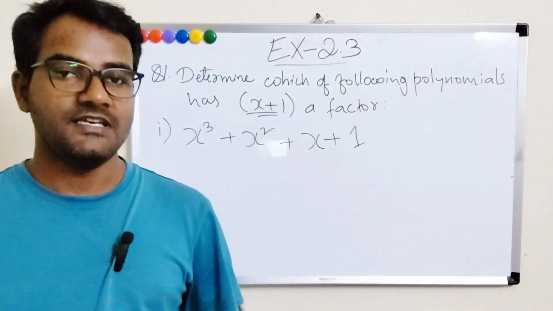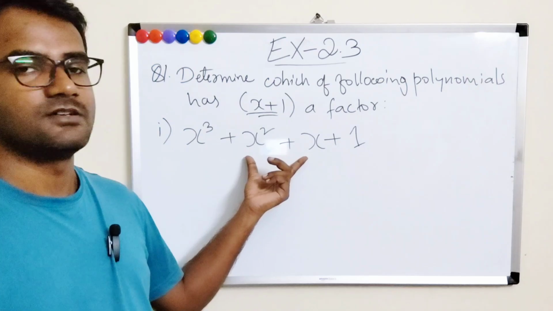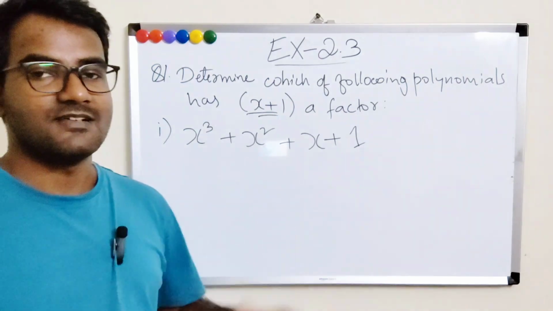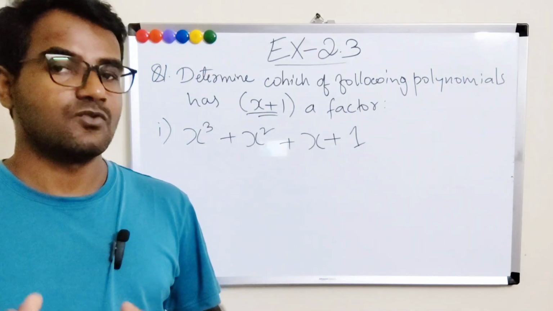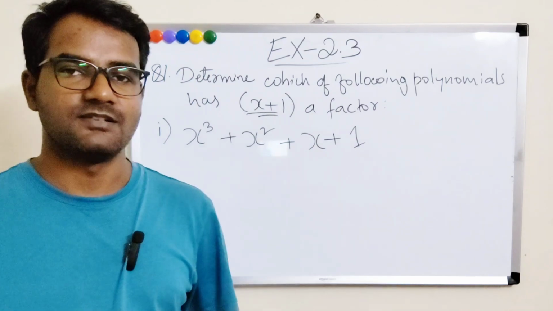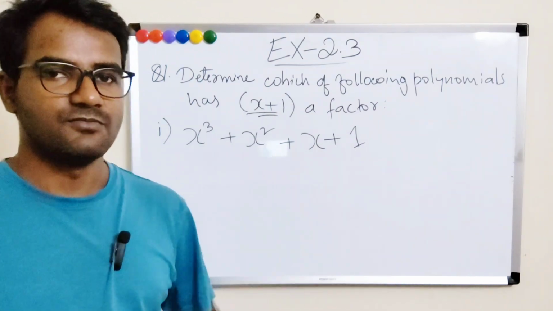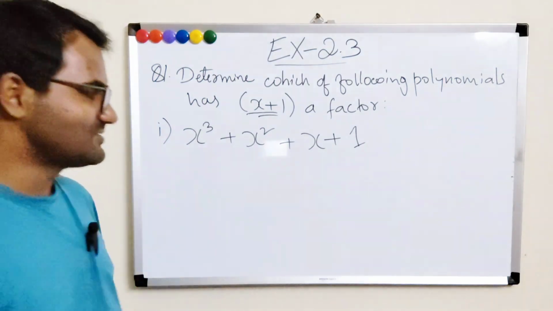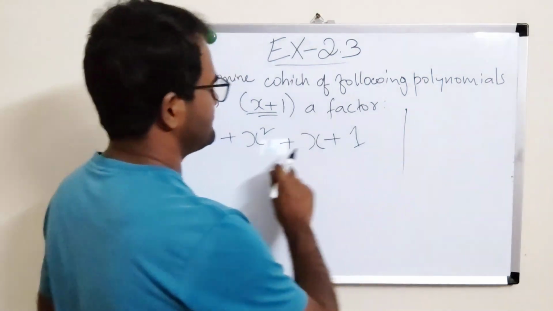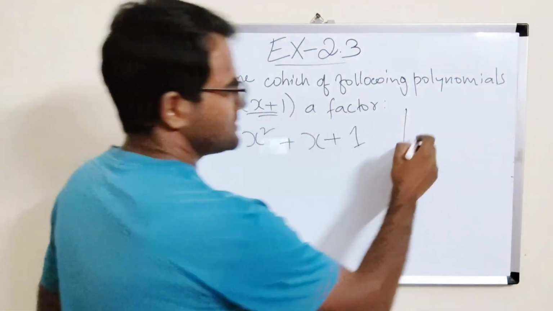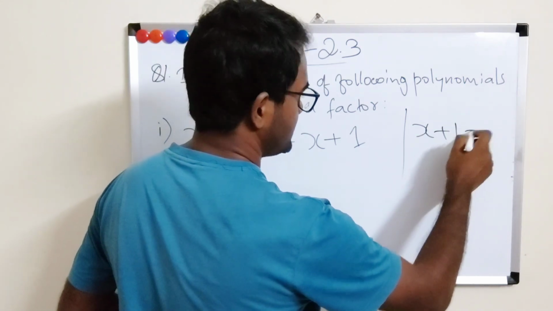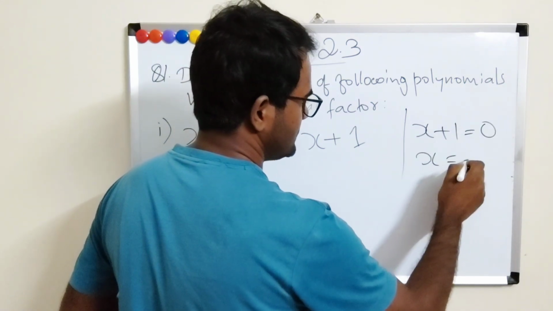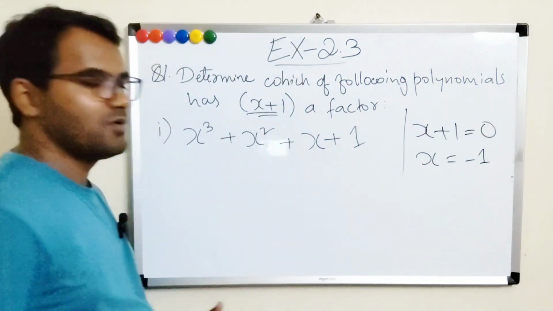So if we get the result after solving this problem as 0, then yes, we can say that this x plus 1 is a factor of the given problem, right? So how do we do it? Observe carefully. So alright, first what we will do, we'll write this thing first. So x plus 1 equals 0. So x equals what? It equals minus 1, right?